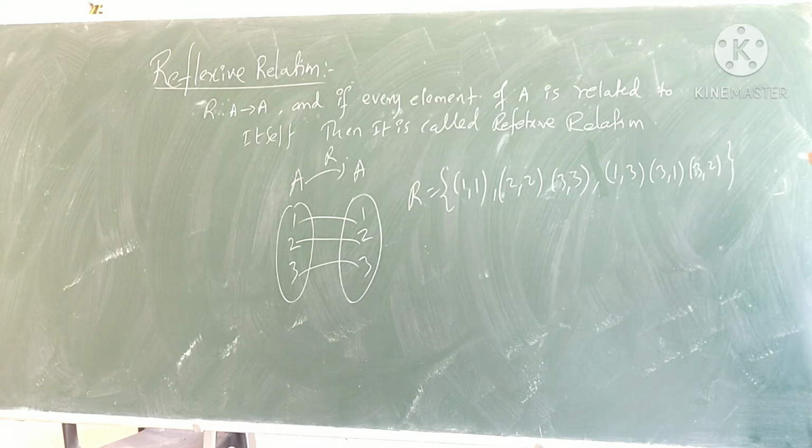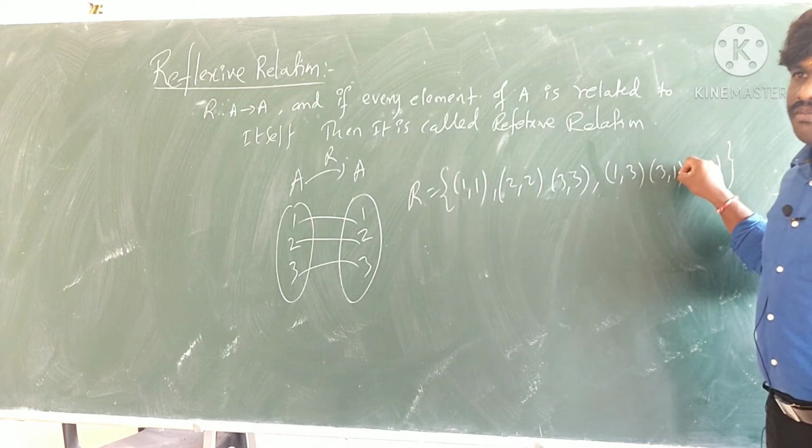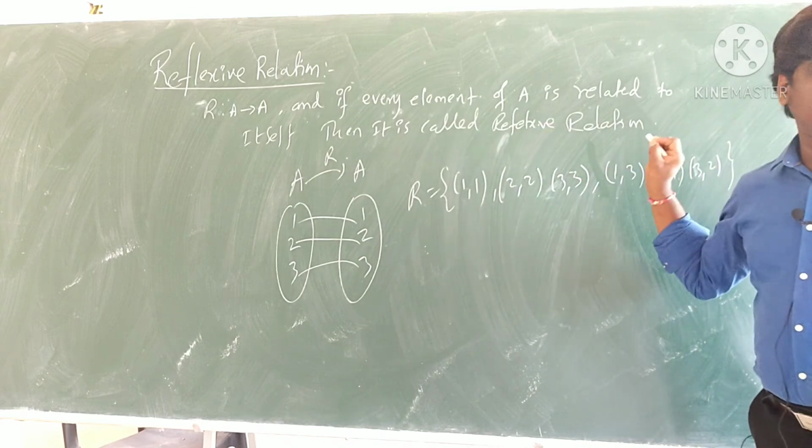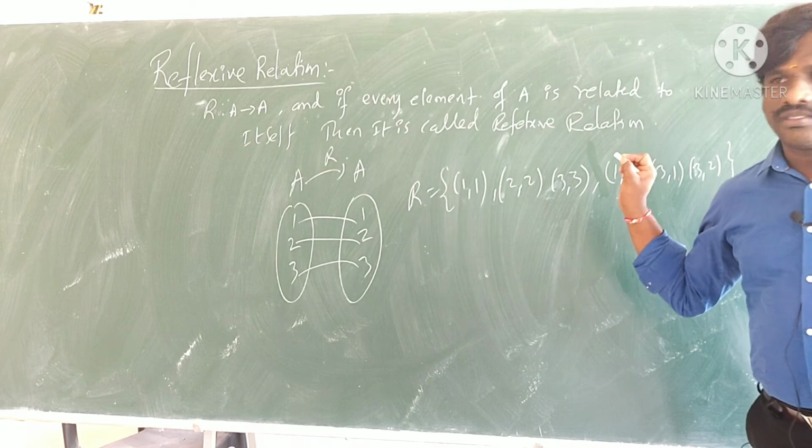Every identity relation is reflexive, but every reflexive relation is not identity. Clear picture? Good.